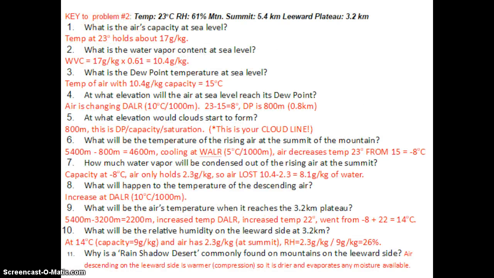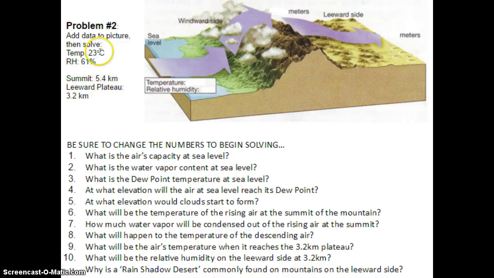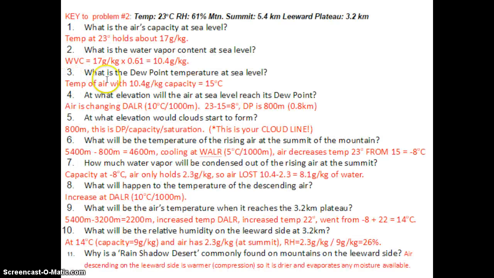Key to problem number 2. I've named this one problem number 2. What's the air's capacity at sea level? Well, its starting temperature is 23 degrees C. It holds about 17 grams per kilogram. What is the water vapor content at sea level? Its capacity is 17 grams, but it's only 61%, from my original information. That tells me it holds about 10.4 grams per kilogram.